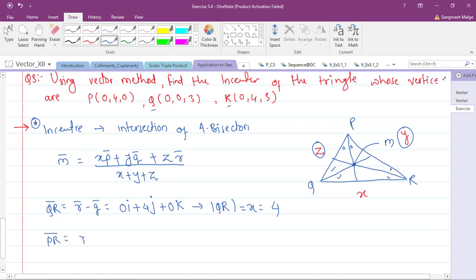PR bar is equals to R bar minus P bar. R minus P is 0i, 4 minus 4 is plus 0j, and 3 minus 0 is plus 3k. So mod PR कितना आ गया बस? Mod PR is nothing but y, which is nothing but 3 again.